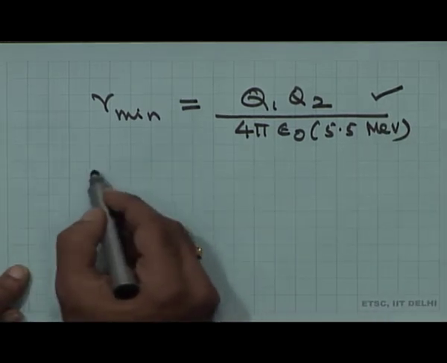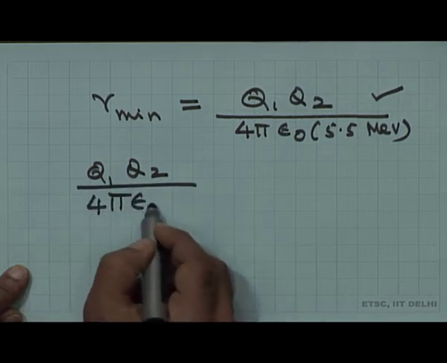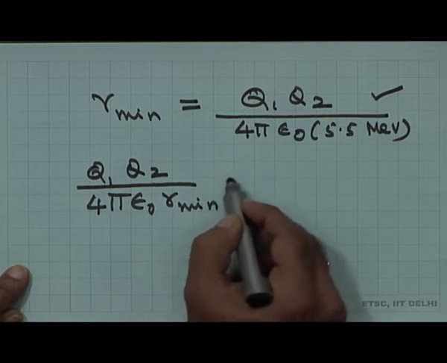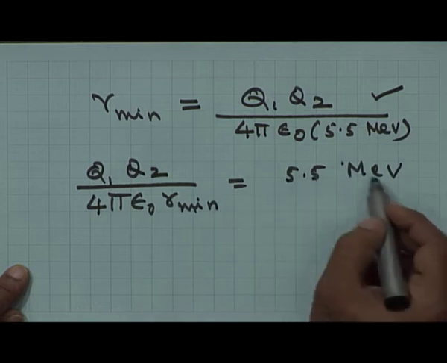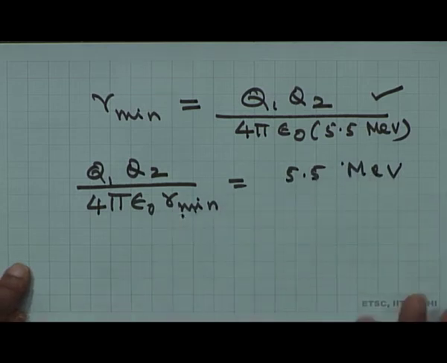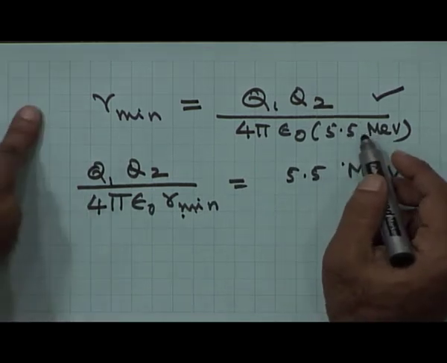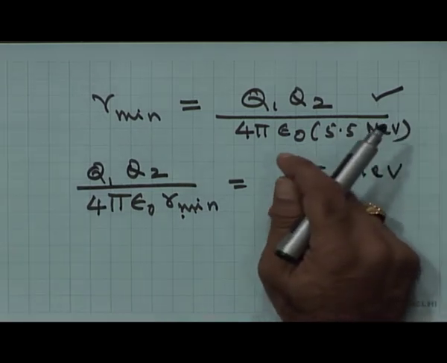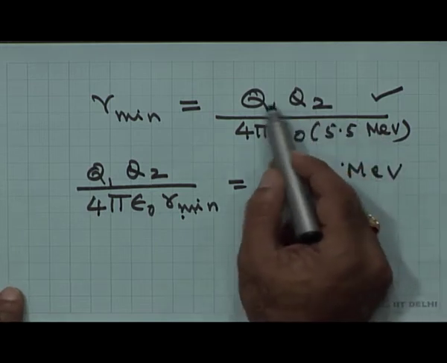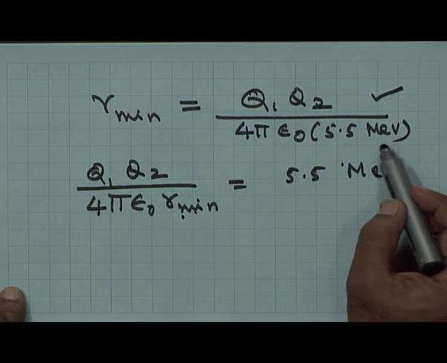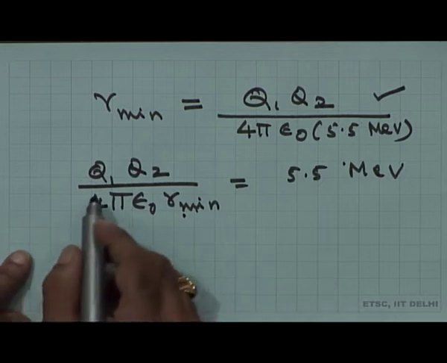So let me repeat that calculation. Q1 Q2 over 4 pi epsilon naught R minimum is equal to 5.5 MeV. So I push R minimum here and I bring 5.5 here, and now everything is fine. And of course, as the energy increases, R minimum decreases, because you are able to go through the potential barrier. So basically, it is a competition between the charges of the projectile and the target and the energy of the incoming projectile. This is the correct expression. I wrote a wrong expression, but we have corrected it. No harm so long as we correct.